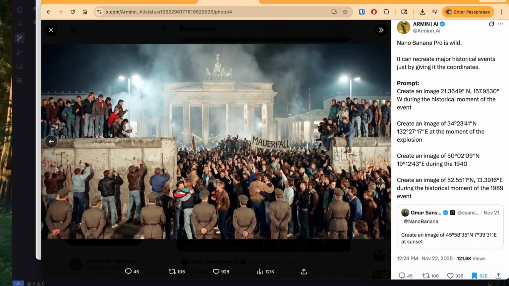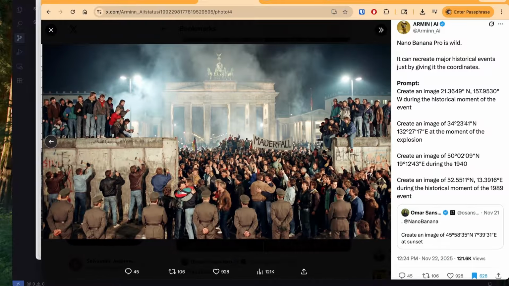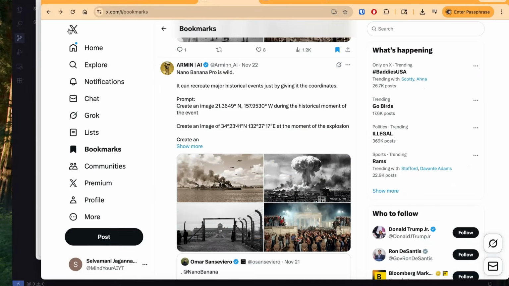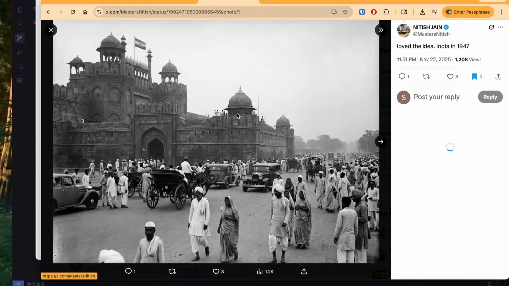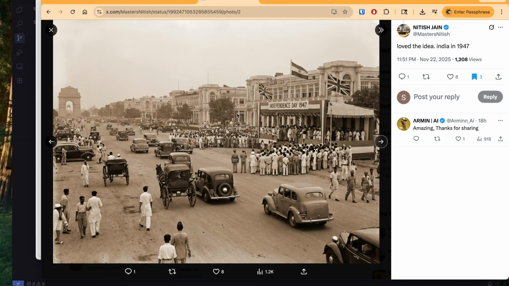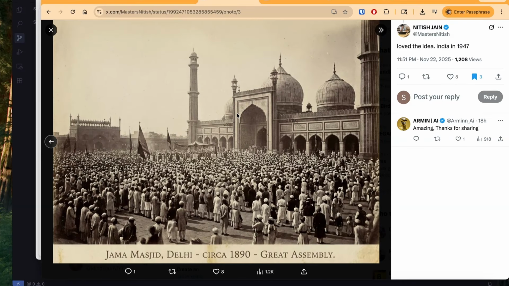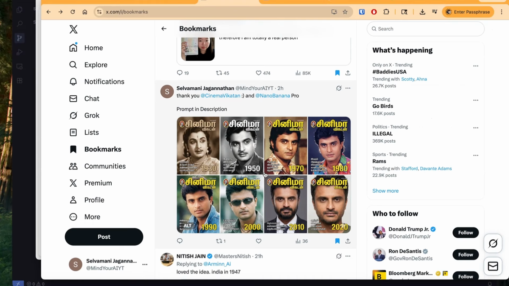This is the fall of the Berlin Wall. You know, the thing is, I actually didn't know, but just by looking at the images, I'm able to tell what these things are for the most part. So here's India in 1947, Independence Day 1947. I've seen some movies where they tried to recreate 1947 Independence Day. It does look like that. It looks so real.